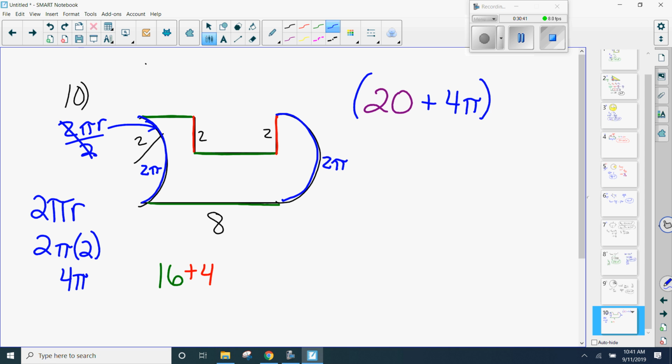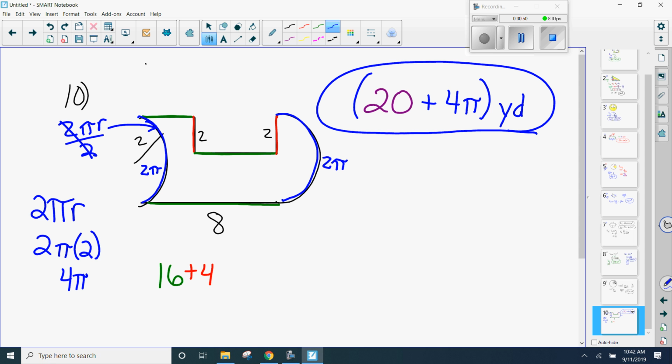And your units would be yards, because we're just talking about perimeter, distance around.